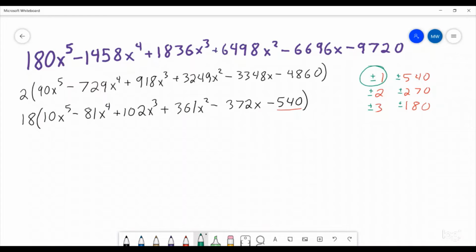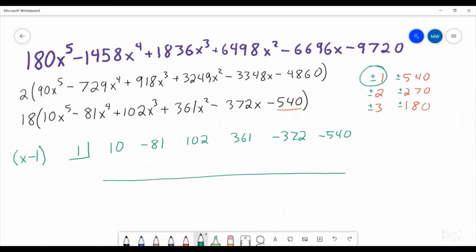So here's how we set up synthetic division, or at least how I set up synthetic division. I'm going to try and factor out a 1 piece, so this is representing an x minus 1 term. If I'm trying to pull out a 1, I'm going to list all the coefficients in the order that they came: 10x to the 5th, minus 81x to the 4th, plus 102x cubed, plus 361x squared, minus 372, and then minus 540. And now what I'm going to do is leave space for a line.